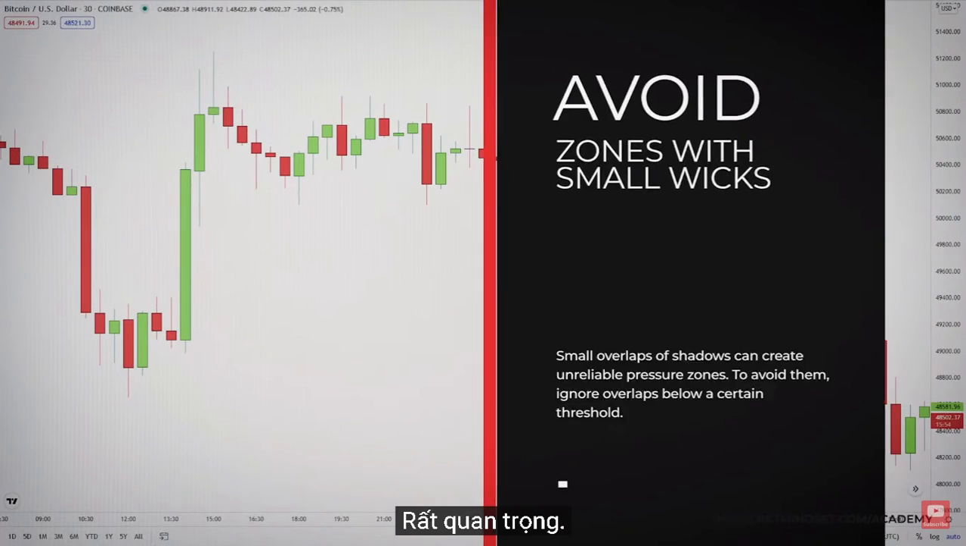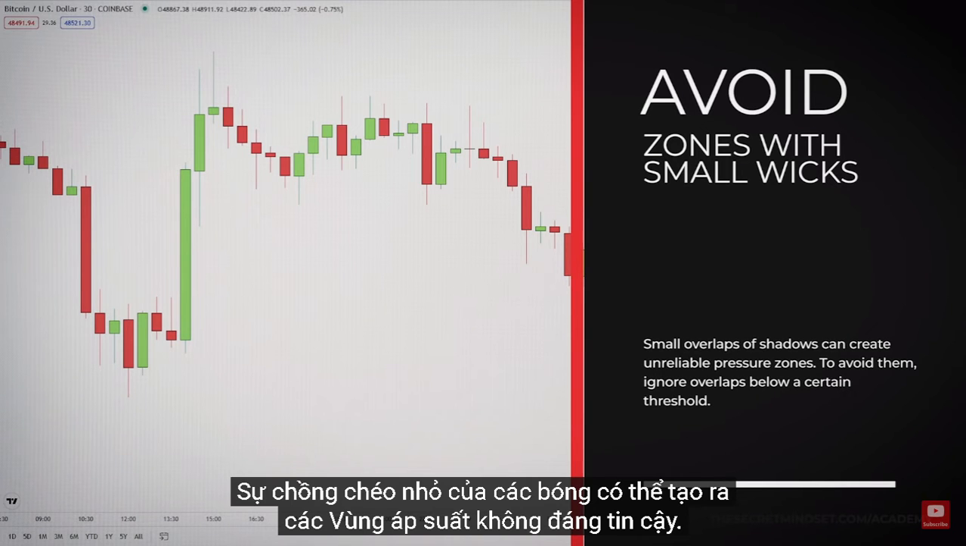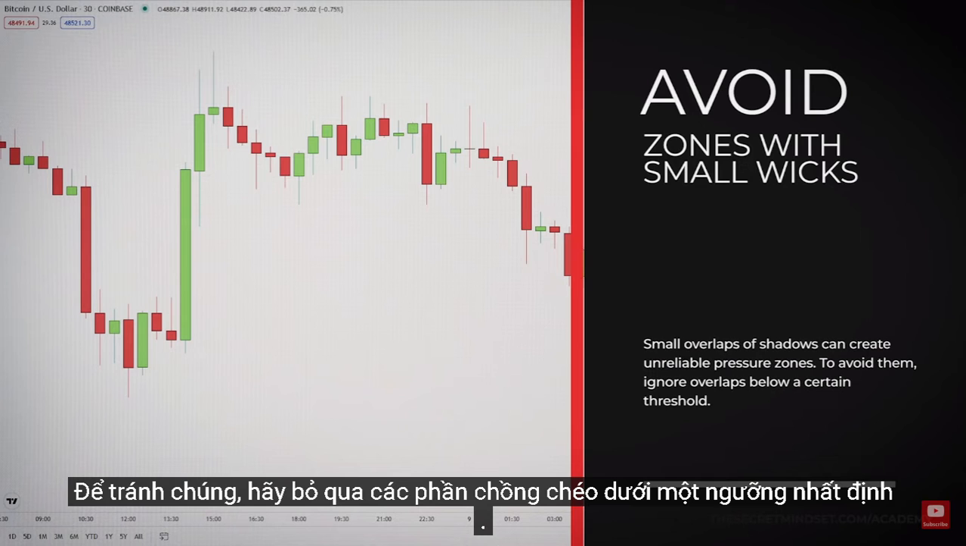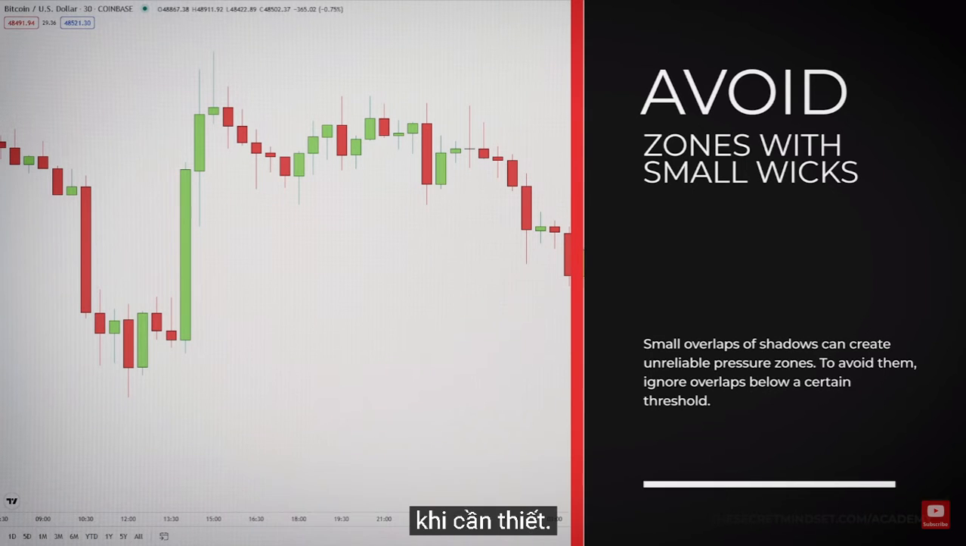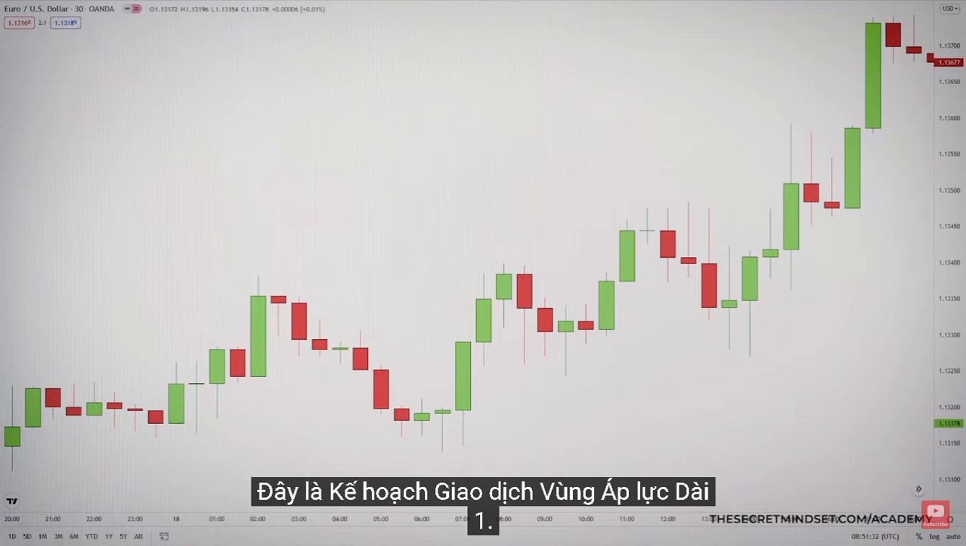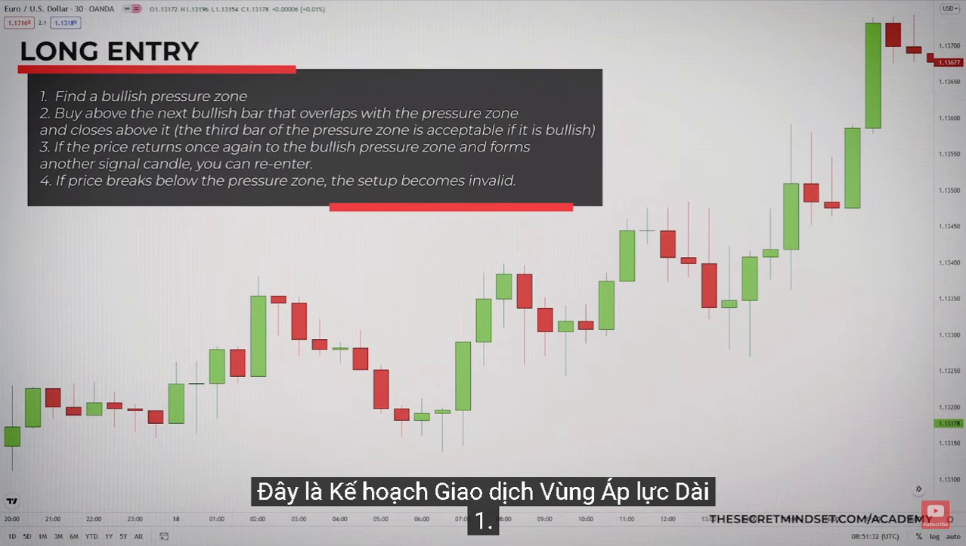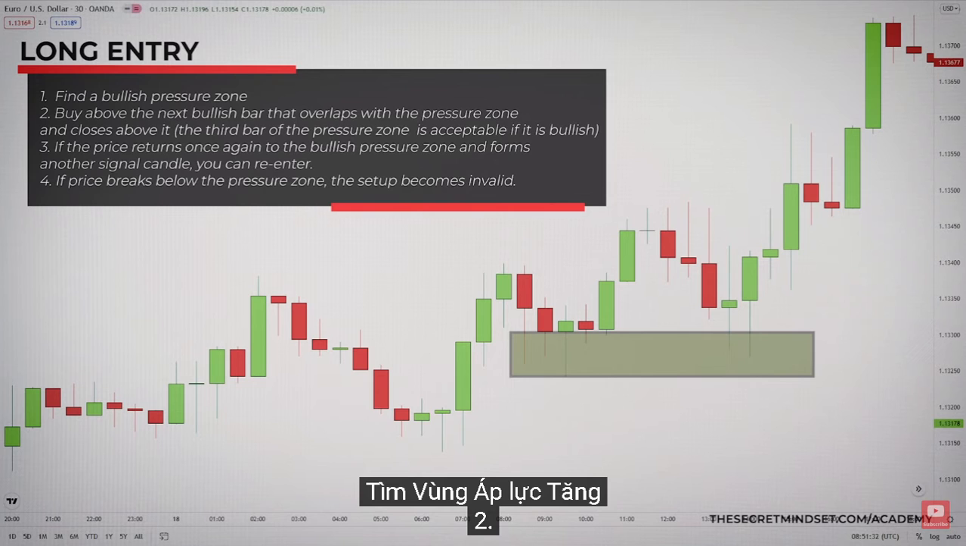Very important, small overlaps of shadows can create unreliable pressure zones. To avoid them, ignore overlaps below a certain threshold. For trading higher timeframes, 1 hour or above, consider increasing the threshold as necessary. Here's the long pressure zone trading plan. Find a bullish pressure zone.